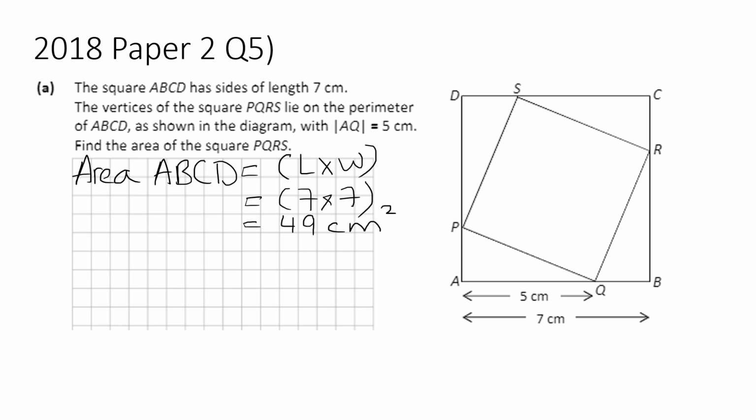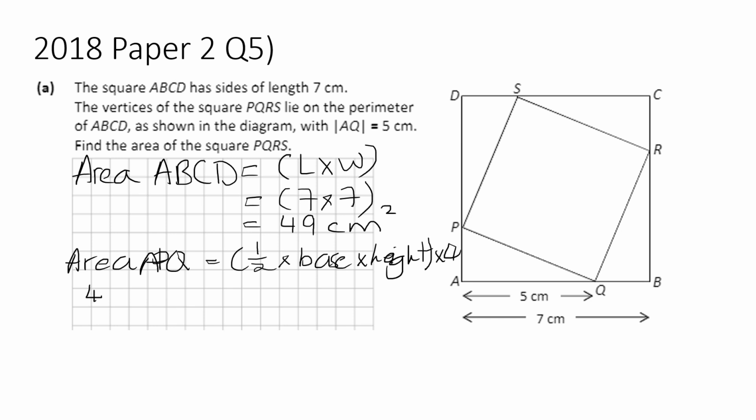Then we need to find the area of these small triangles, because if we find the area of the large square and then the area of the triangles, we can just take them away to find the area of the square on the inside. So for the area of the triangles, if we do APQ, that is half the base times the height, and there are 4 of them, so multiply by 4.